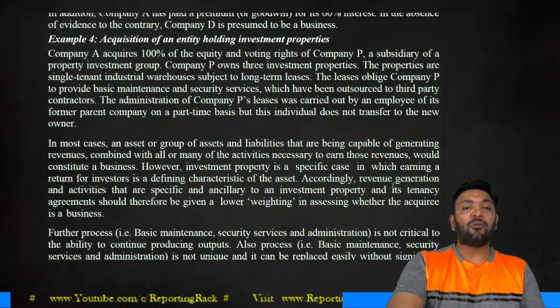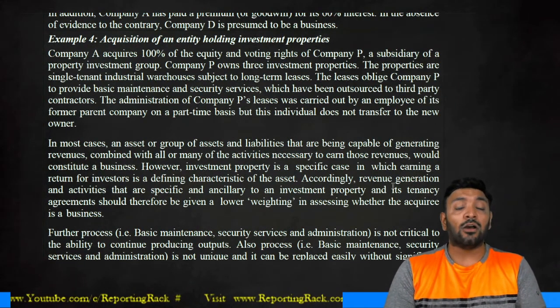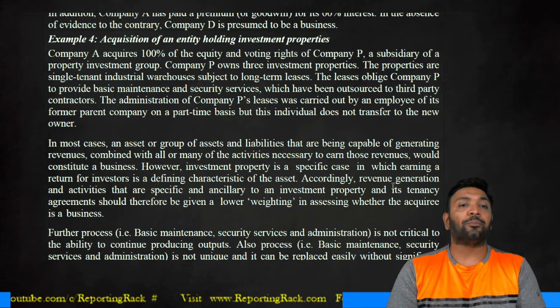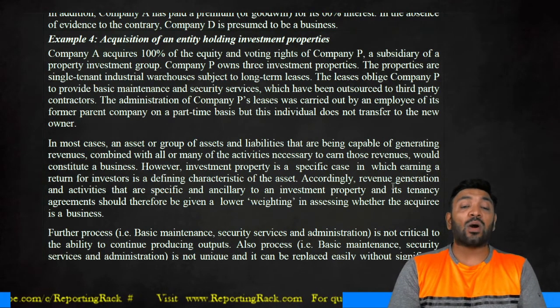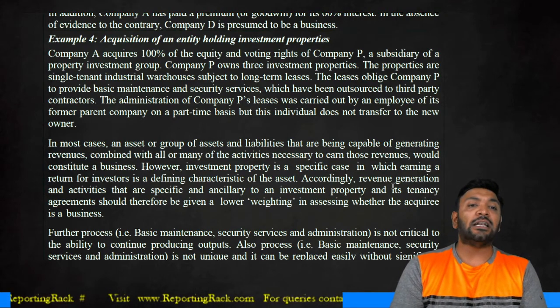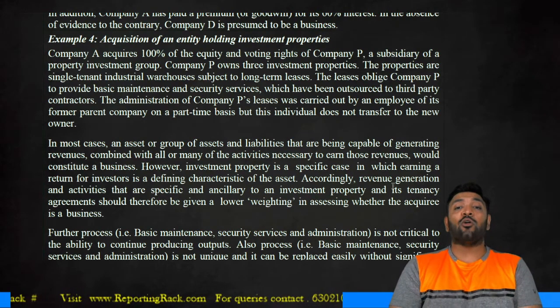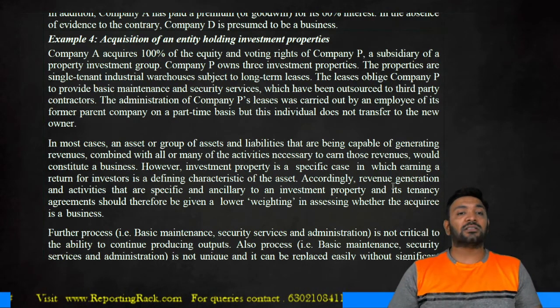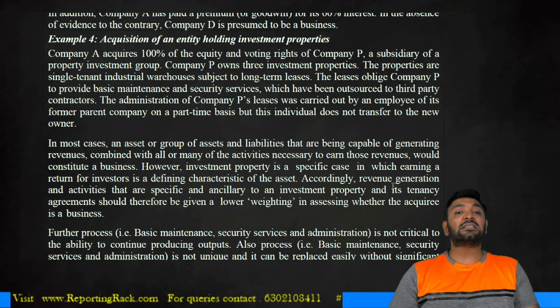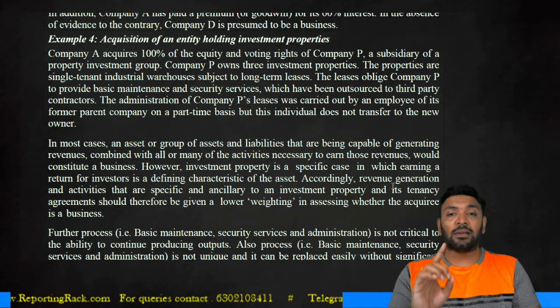One last example before I go into illustrations. Acquisition of an entity holding investment property. Company A acquires 100% of equity and voting rights of P, a subsidiary of a property investment company. Company P owns three investment properties. These properties are single tenant industrial warehouses subject to long-term leases.